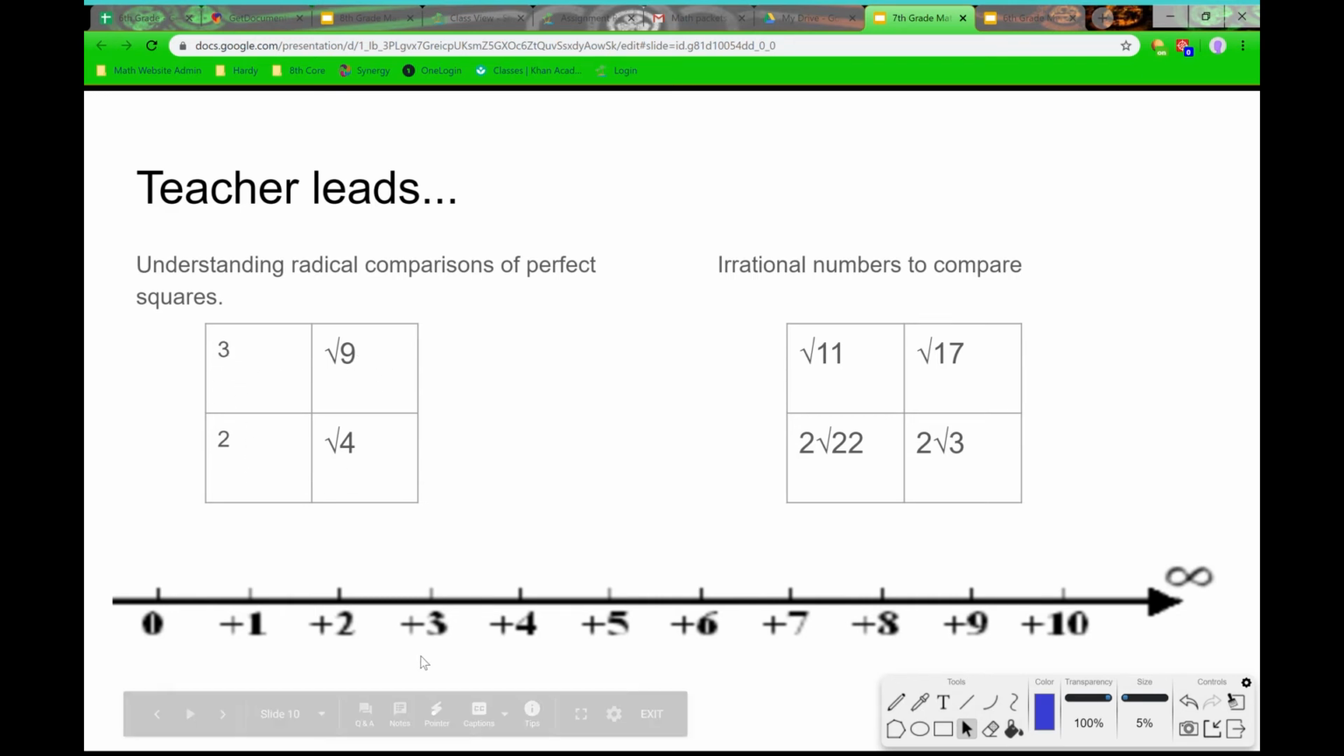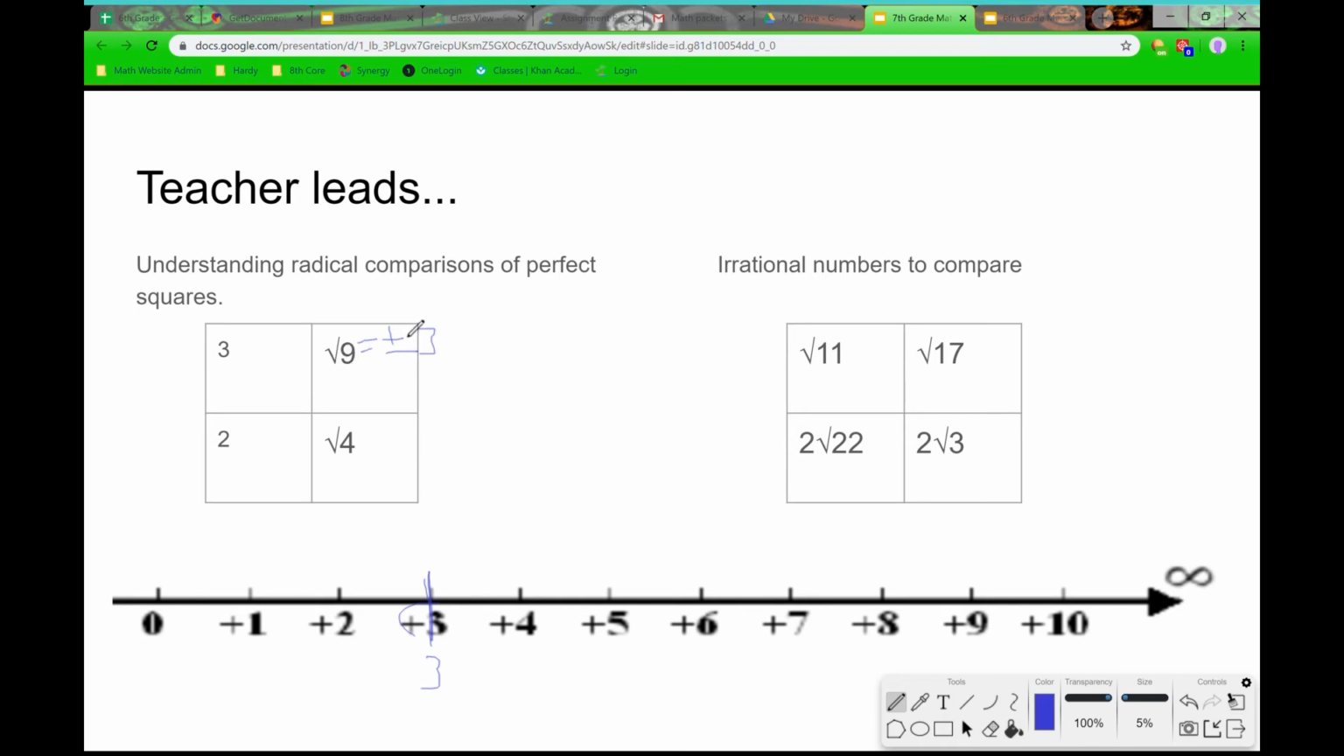If we look at 3, if we already know where 3 is, we can put that on the number line right there. That's 3 is right here. Okay, there's our lovely number 3. Well, what about radical 9? Where would radical 9 be on this here? Well, hopefully you guys remember from previous practice that this is the same thing as positive negative 3. 3 times 3 is 9. Negative 3 times negative 3 is also 9. So both of those numbers equal 9.